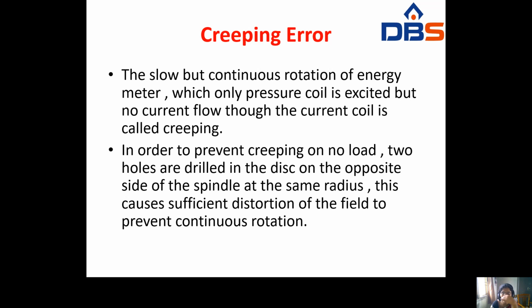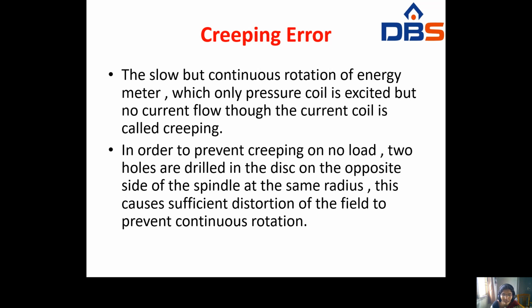Creeping error: in the energy meter, the main error that occurs is creeping error. What is creeping error? It is the slow but continuous rotation of the energy meter when only the pressure coil is excited but no current flows in the current coil. That error is called the creeping error.